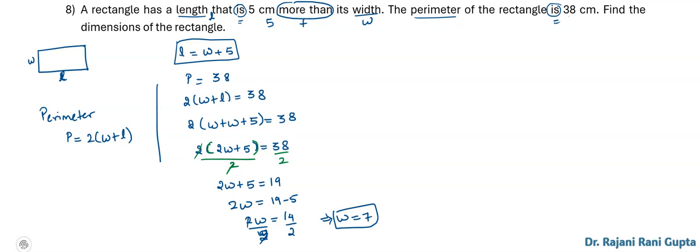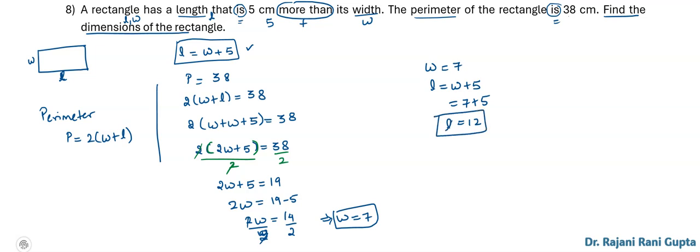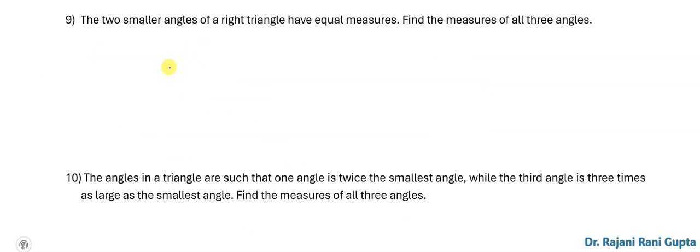Okay. Now, what do you have to find? Find the dimensions of the rectangle. Dimensions means they are asking what is L and what is W. So you got W is equal to 7, and using this relation L, which is W plus 5, that is 7 plus 5, it is 12. So these are the dimensions of the rectangle.